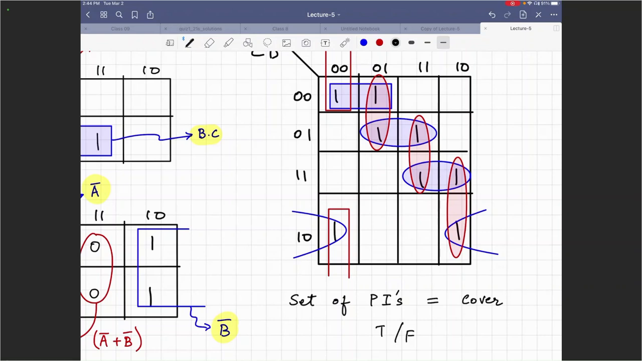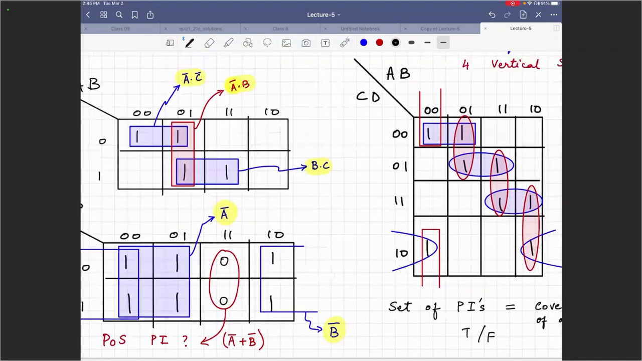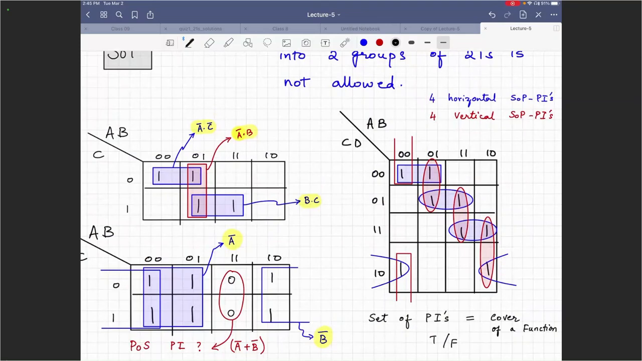What I mean by cover of a function is if all the ones are part of a group, one group at least. What do you guys think? Set of PIs is cover of a function. True or false? Alex says true.